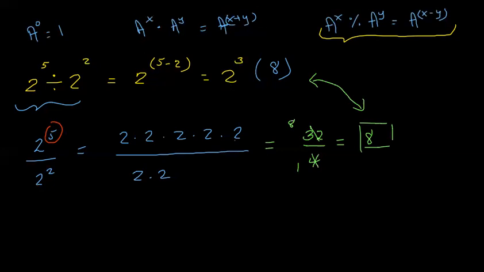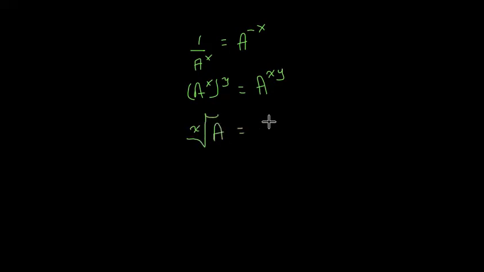So our next video, which you should be able to see over on this side somewhere, is going to deal with the other laws, which is 1 over a to the x is the same thing as a to the minus x. We also have a to the x, and then that's raised to another power, and that's going to be equal to a to the xy. We multiply the powers. And if you have the x root of a, that's the same thing as a to the 1 over x.